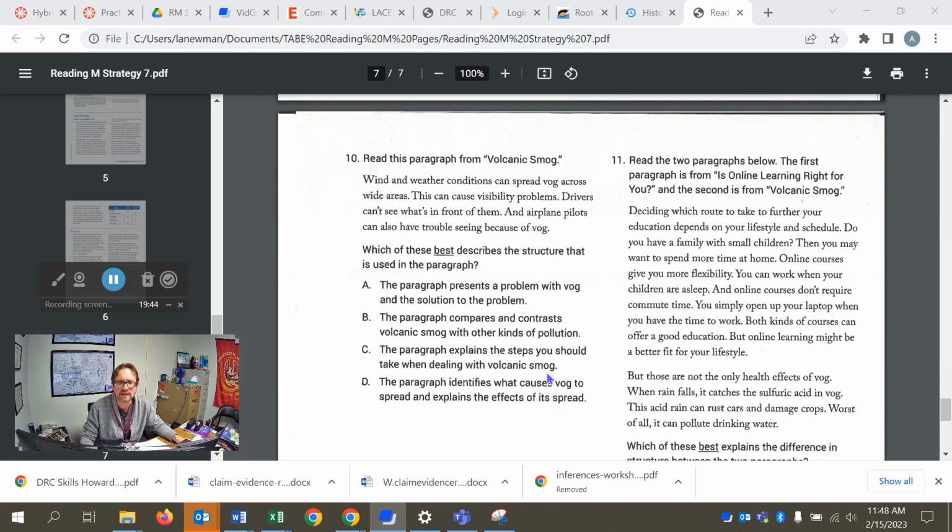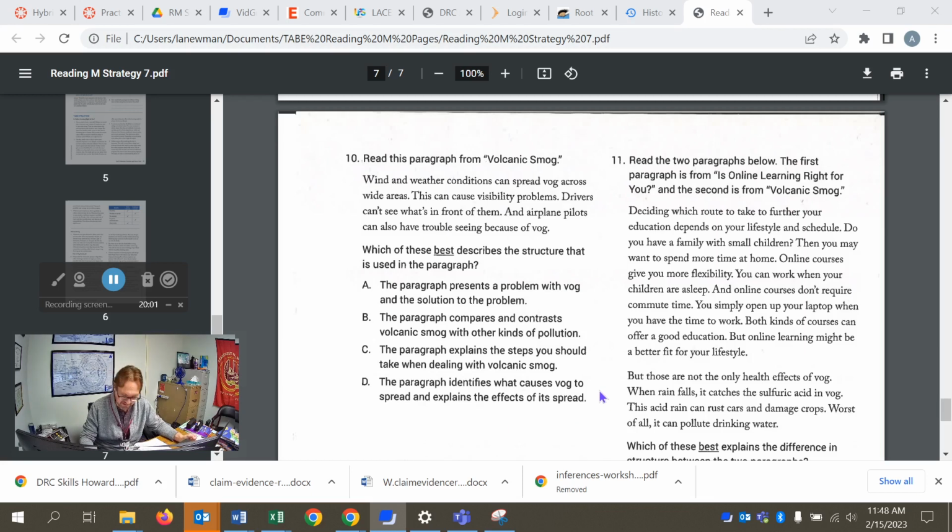Okay, number 10. Which of these best describes the structure that's used in this paragraph? And it's D, identifies what causes vog to spread and explains the effect of its spread. So in other words, cause and effect text structure.